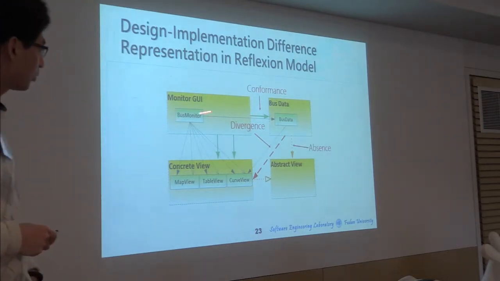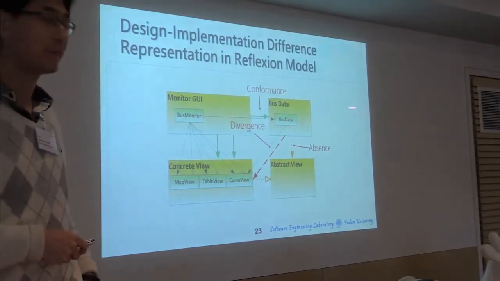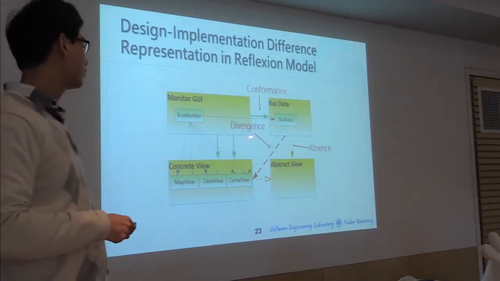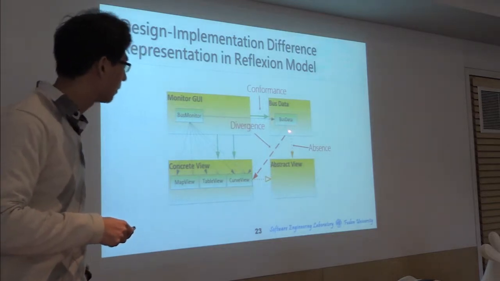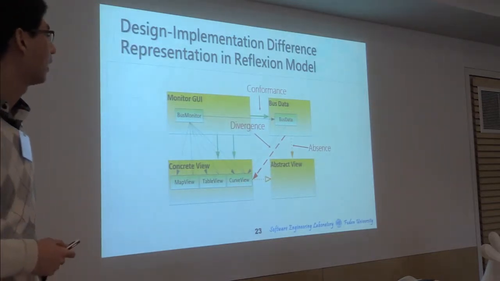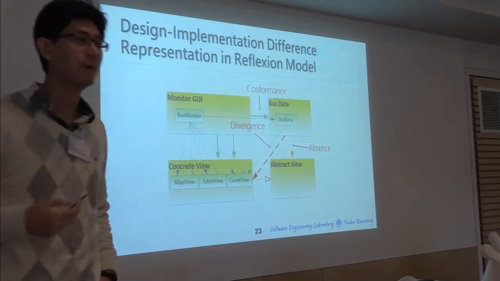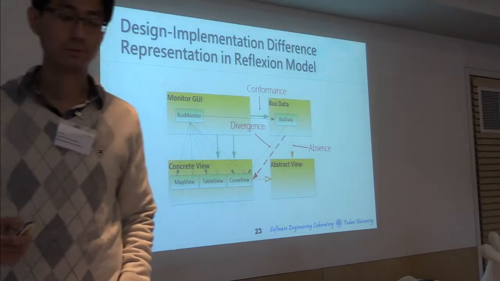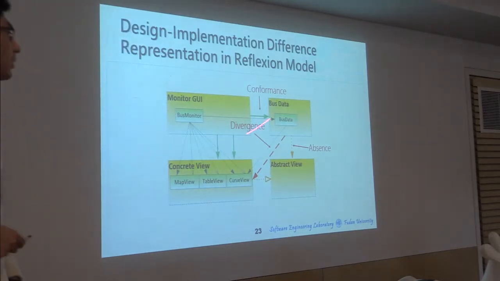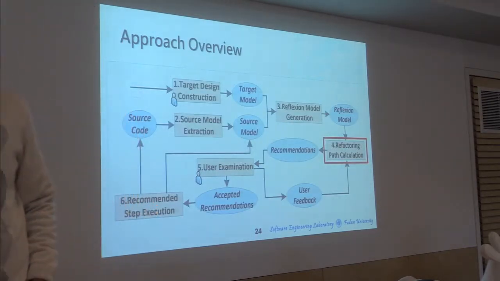Conformance means that a module dependency is realized by a source module dependency, and divergence means that an unexpected module dependency is realized by the source module. And absence means that a module dependency has failed to be realized by the source module. Based on such reflection models, we're going to recommend a refactoring path.